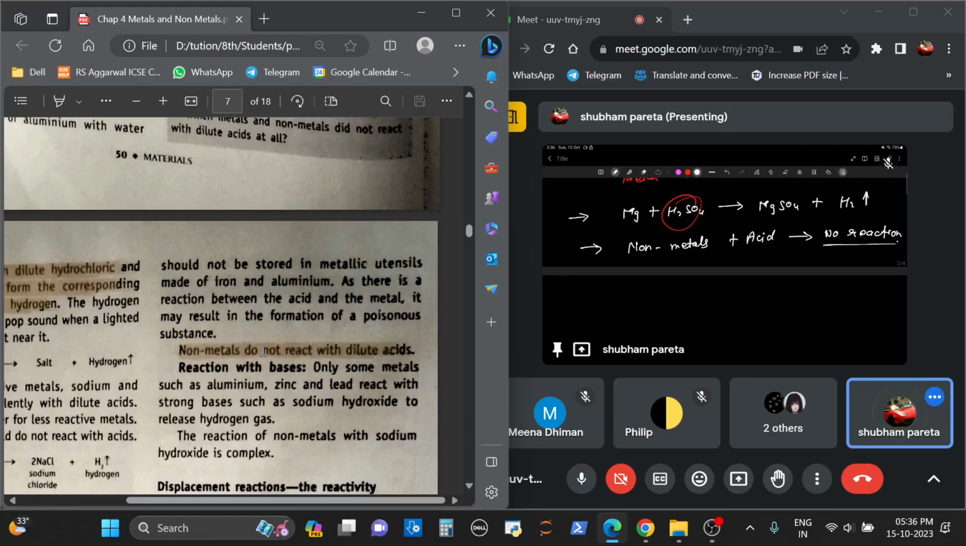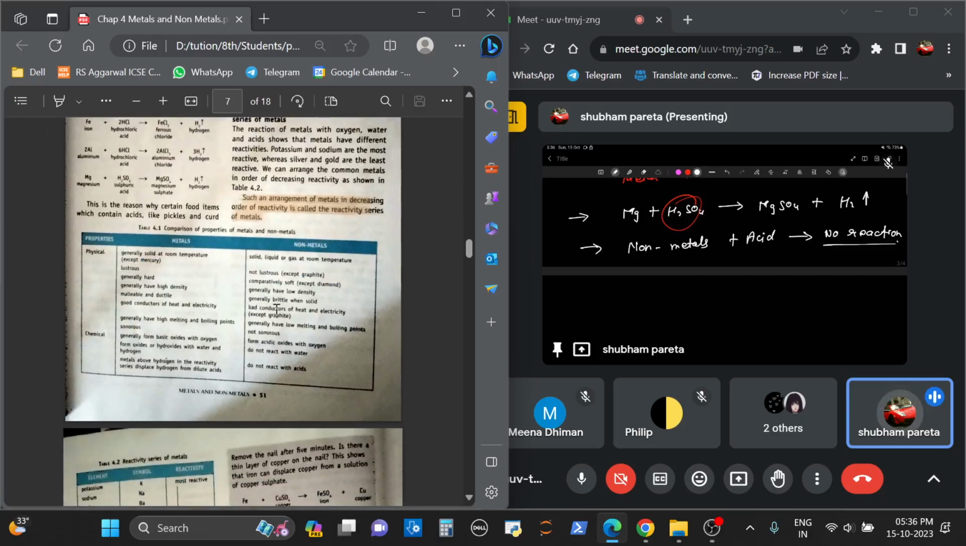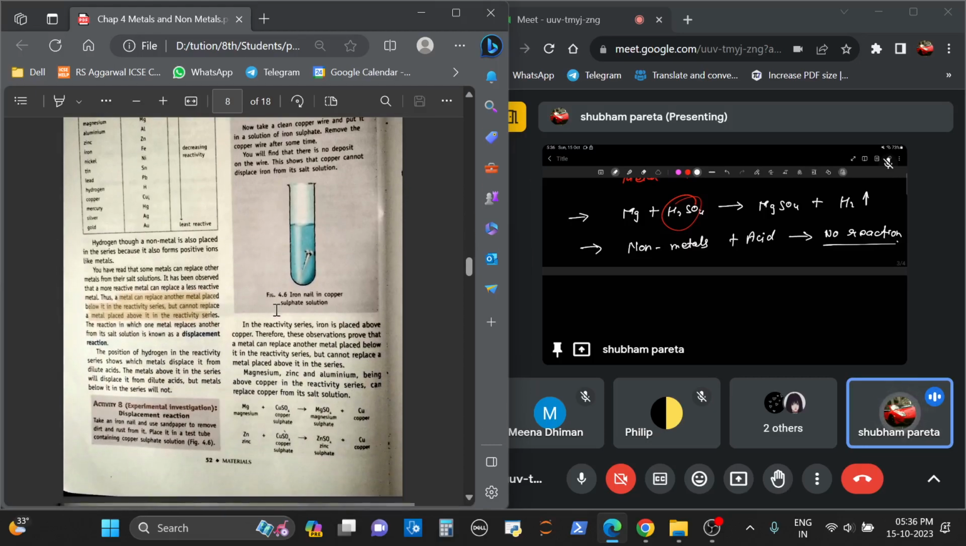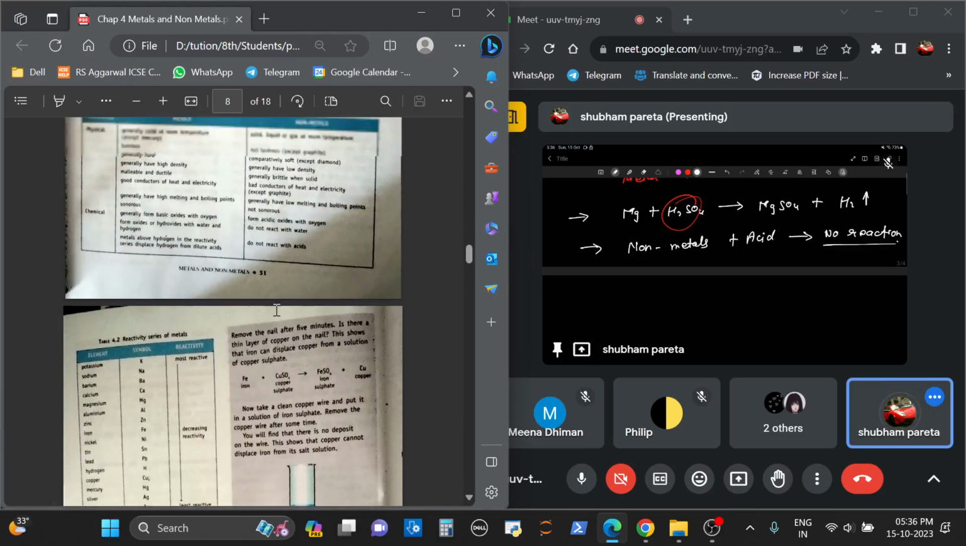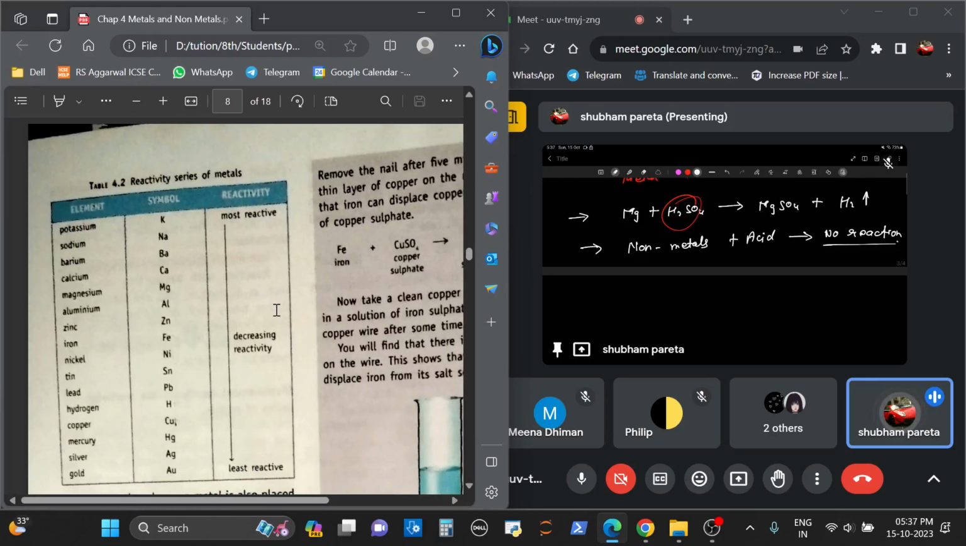Okay, proceeding ahead now guys. What else do we have? Reaction with metals, reaction with non-metals. Now we have one more thing, which is known as a double displacement reaction. Before reading the double displacement reaction, first of all we have to see the reactivity series.